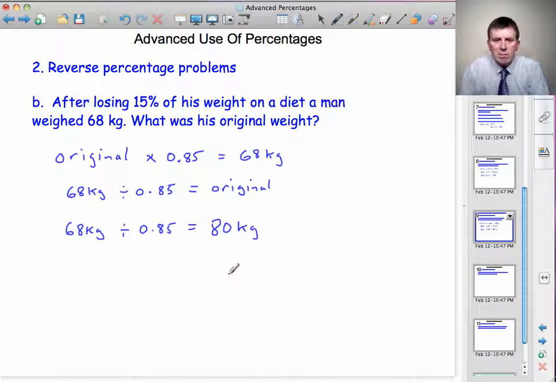Let's do a check. Let's take 15% of 80 kilograms away. 10% of 80 kilograms is 8 kilograms, so 5% would be 4 kilograms, which means 15%, 10% add 5%, would be 8 plus 4 is 12 kilograms. And if I take 12 kilograms away from 80 kilograms, sure enough, we end up with 68 kilograms.